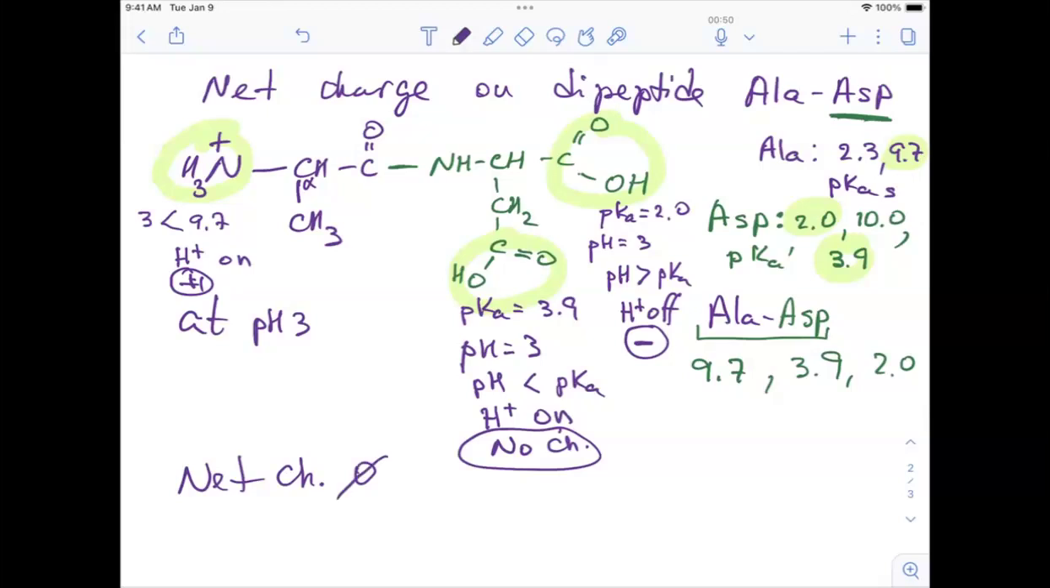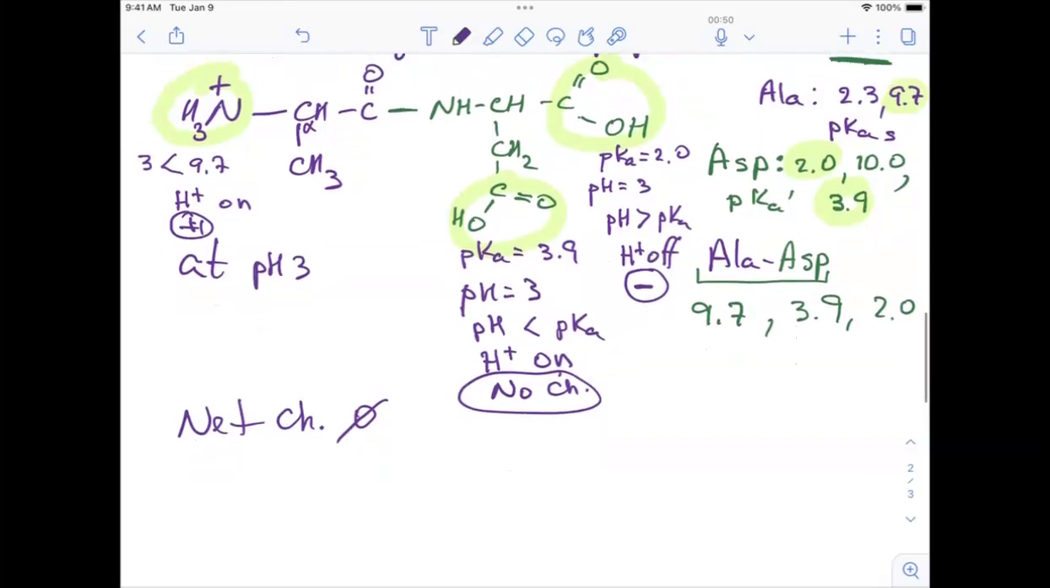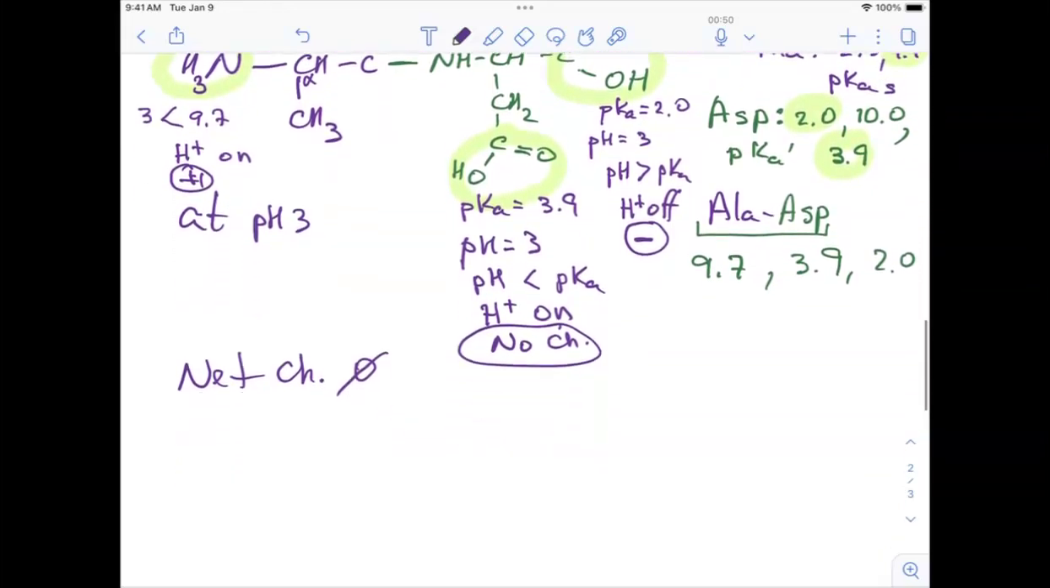And we figure this out by comparing pH to pKa of each group and figuring out if the proton is on or off. Okay, so if this makes sense, you're going to say, wow, that's a lot of work, right? So I want to show you a shortcut, but I only want you to use it if you really understand why we can use that.